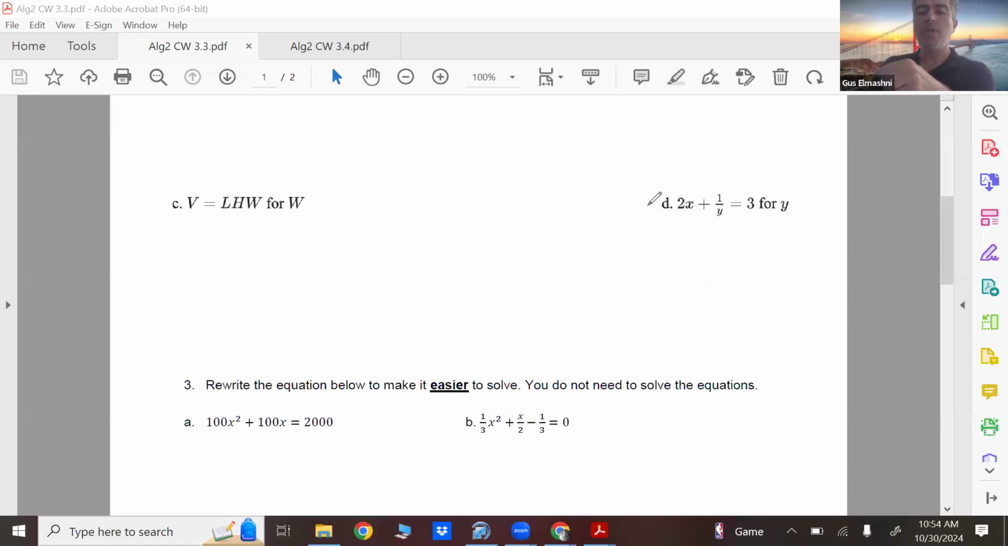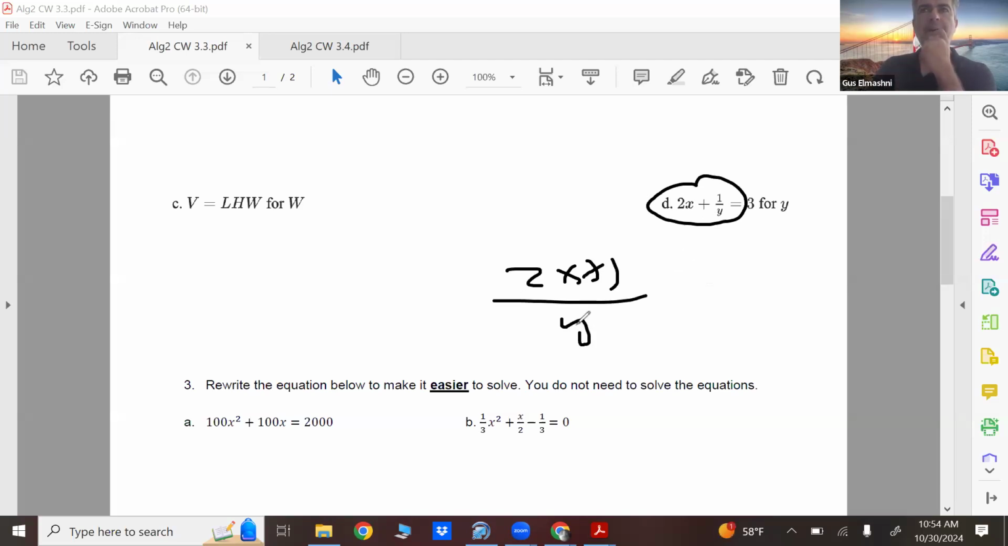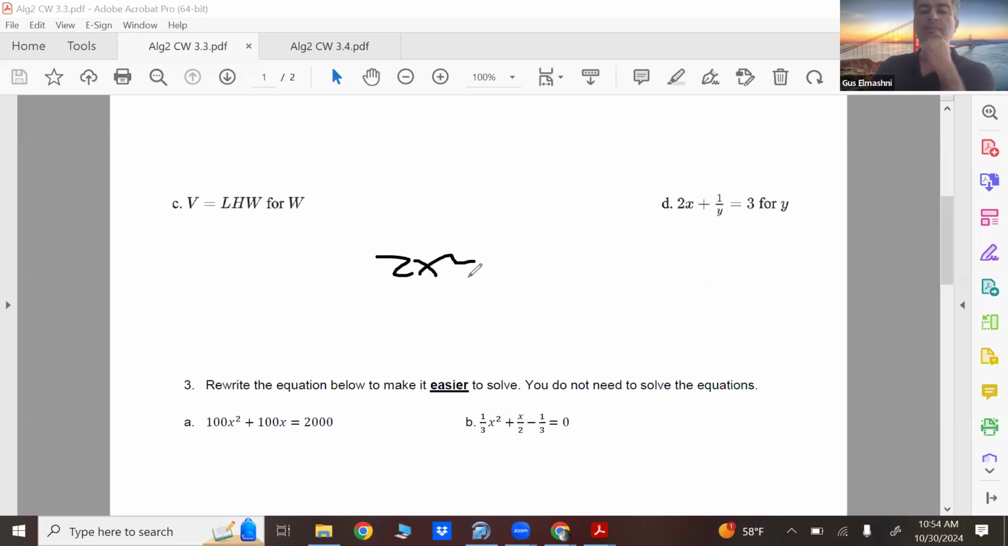Or are you saying combine the left side, like make it 2x plus 1 over y? Are you saying that? I multiplied by y first. Oh, put it to the other side. Oh, I see what you're saying. So you're doing this first? No, I'm doing like 3y equals 2x plus 1. Oh, I see what you're saying. So you multiply. Okay. Yes.